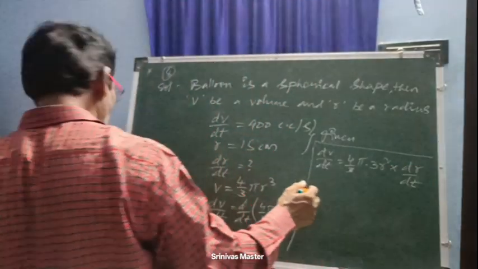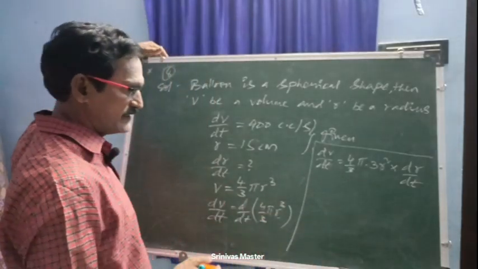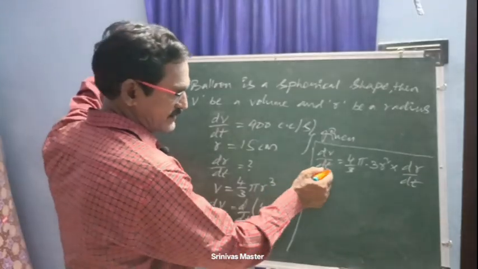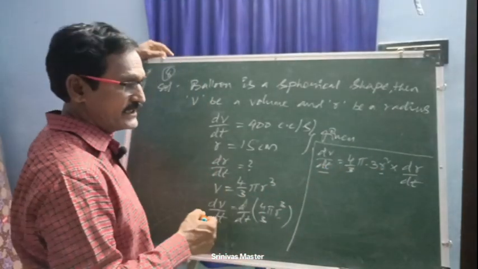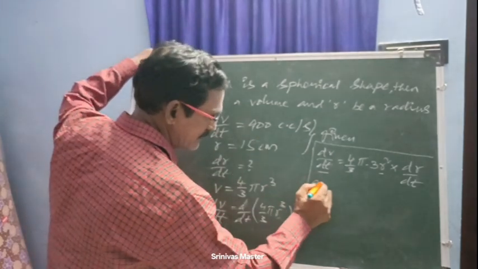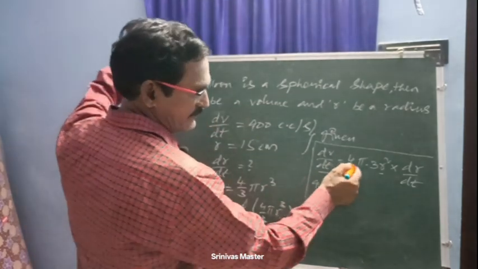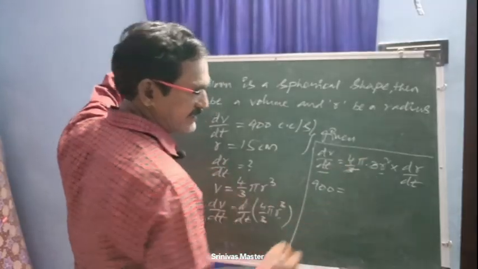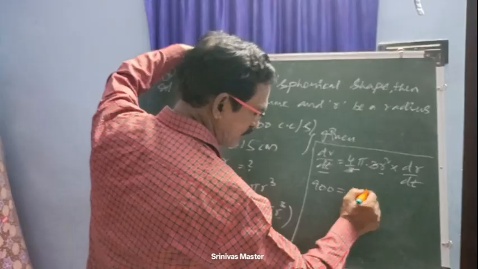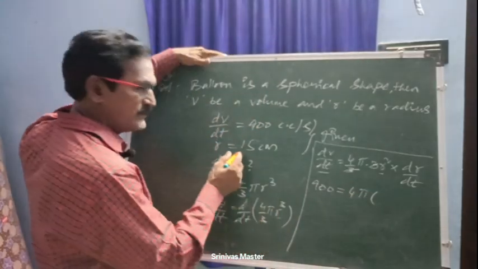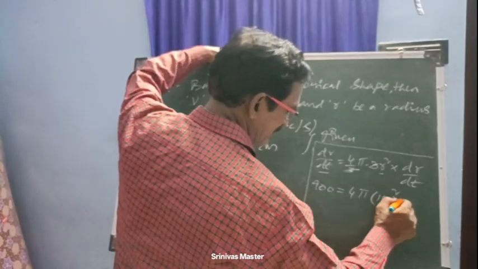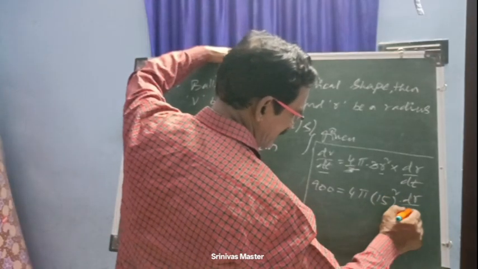Okay children, see now, according to the given details, the dV by dt value is given and the r value is also given, so we can just replace. So in place of dV by dt it is 900. You can write the units at last, children. When you are simplifying this, the 3 you can cancel. How much is there? 4 pi r square. What is the r value? 15, no. 15 square into dr by dt.